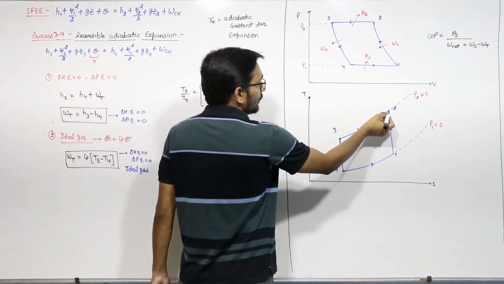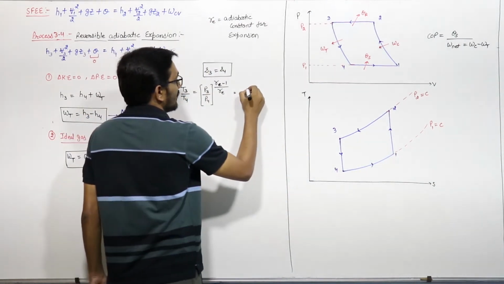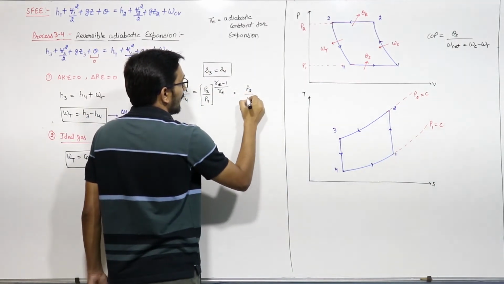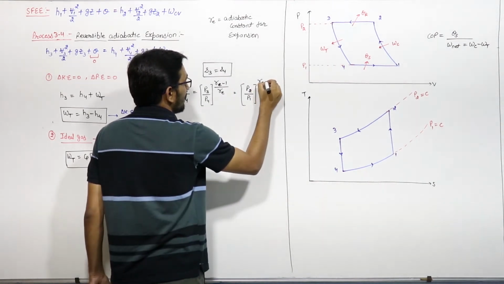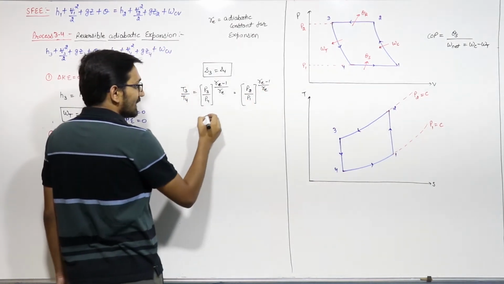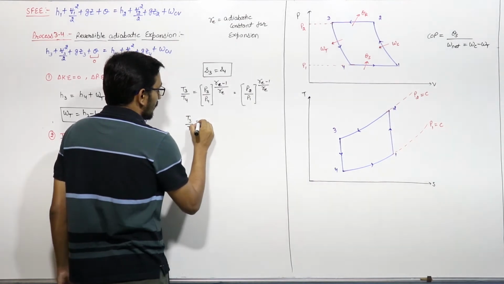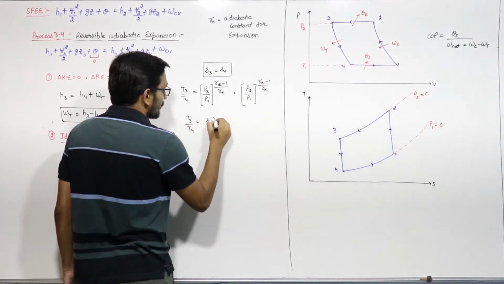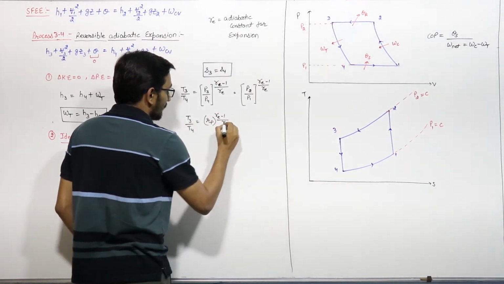P3 is equal to P2, this is constant, and P4 is equal to P1. So I can write this is equal to P2 by P1 raised to power gamma E minus 1 upon gamma E. And P2 by P1 is equal to, this will be T3 by T4 is equal to P2 by P1, the pressure ratio, raised to power gamma E minus 1 upon gamma E.